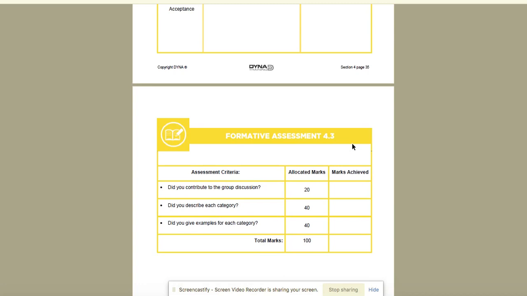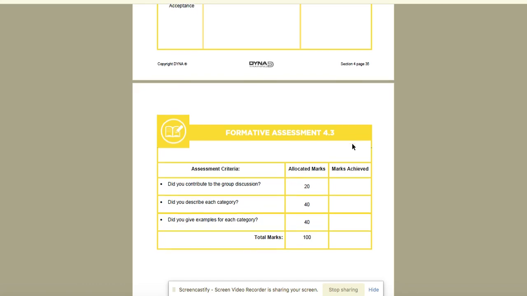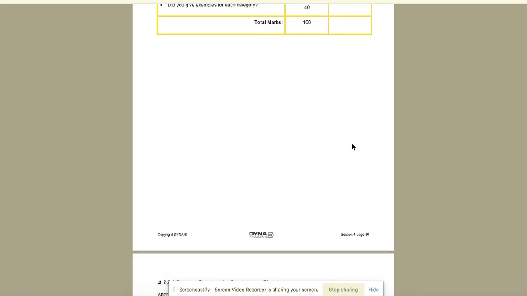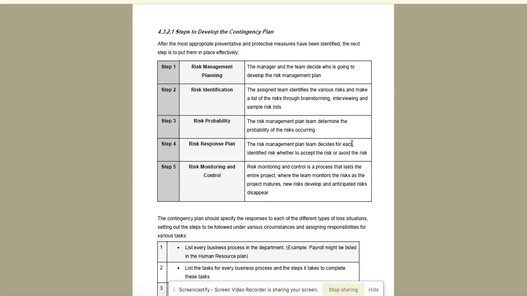Obviously, you're going to self-score on page 36 based on how you have engaged with the team that you are working with. Okay, so that is page 35 and 36.